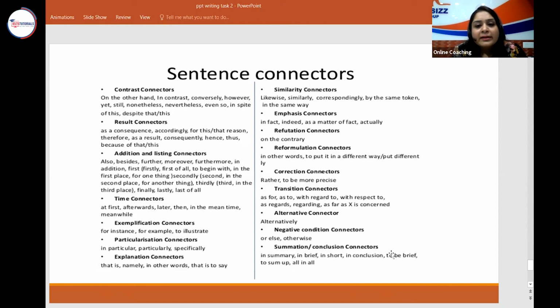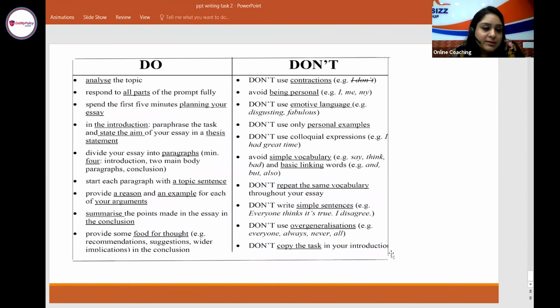Alternatively, you can write negative connectors like on the other hand, otherwise. And for summarizing or concluding, you can add in summary, in brief, in short, in conclusion. So this is all you have to add. So you have to learn these connectors. These are actually very good connectors. If you add these in the essay, automatically your coherence part will go stronger. Okay. Now, last but not the least, the last part of this particular webinar is do's and don'ts.